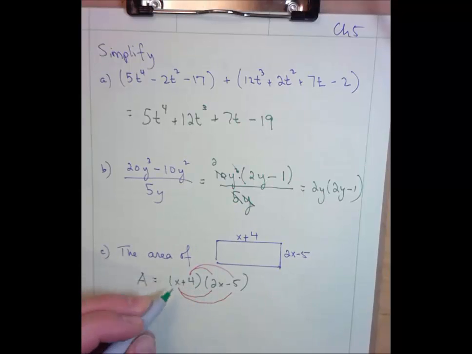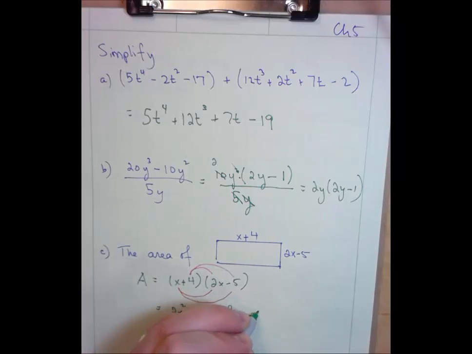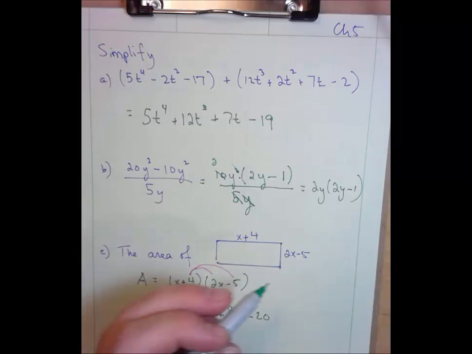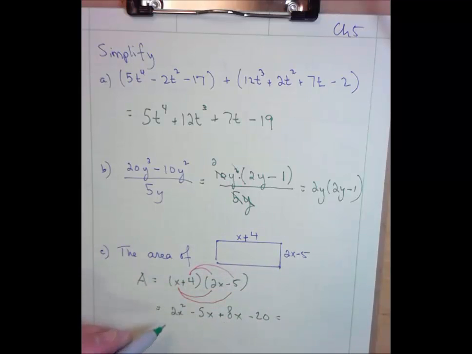So the x times the 2x gives us a 2x squared. The x times the negative 5 will give us minus 5x. The 4 times the 2x gives us an 8x, and the 4 times the negative 5 gives us negative 20. So that's what we get when we distribute the multiplication out. And now we notice housekeeping to do. We can combine those two middle terms. So we have 2x squared. The net here is a positive 3x, and then minus 20.